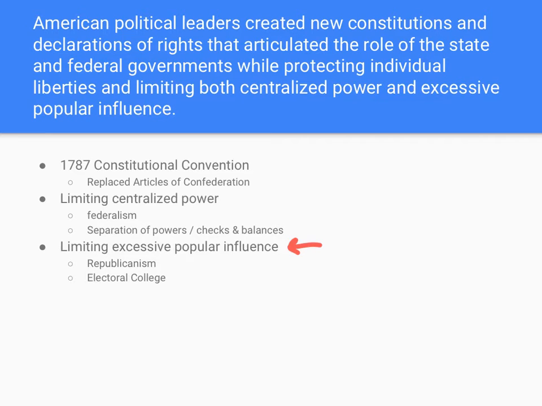Another solution to this problem of excessive popular influence was the Electoral College. Remember that the Electoral College is the body of representatives that actually elects the president. Our popular vote doesn't actually matter. It's the Electoral College that matters. Something that we saw in the 2016 election, where Hillary Clinton won the popular vote, but Donald Trump won the Electoral College and therefore was elected President of the United States.